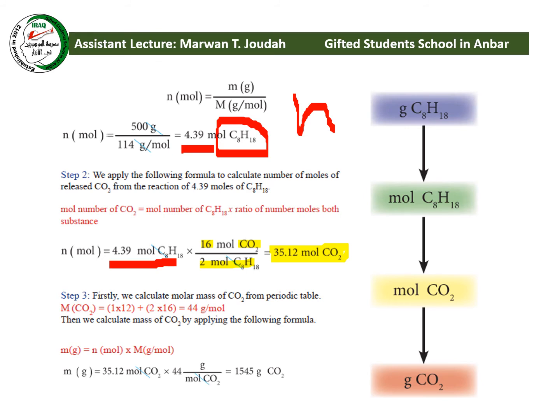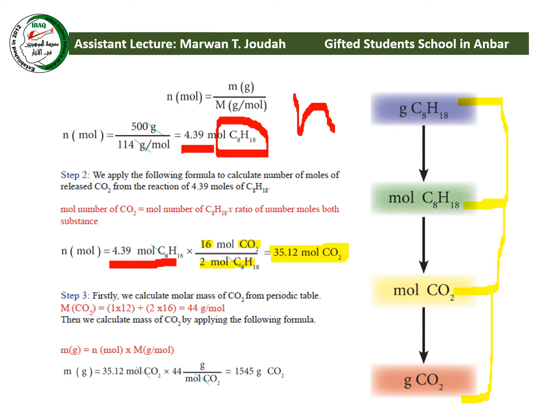Of the CO2. Now we need to calculate the mass. From the grams, so you have this sketch right here. From the grams, we got the moles of C8H18, and from here we got the moles of CO2, and then from the CO2 we got the grams of CO2. Okay, this is the step that we have been following, right?